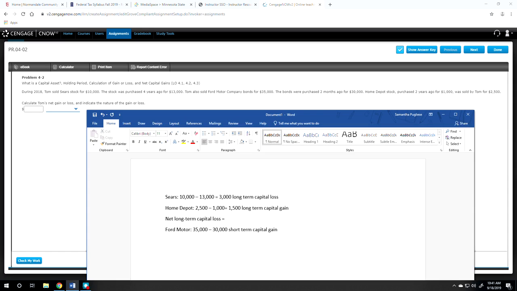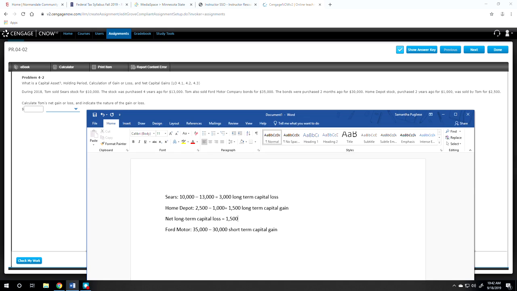And it is $1,500. So it's $3,000 minus $15,000. It's the difference between these two. Okay, and we don't need to net anything for our short term because there was only one of them. So going back to page 4-10, we don't need to do number 3.